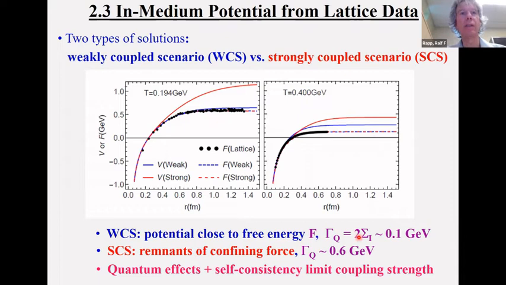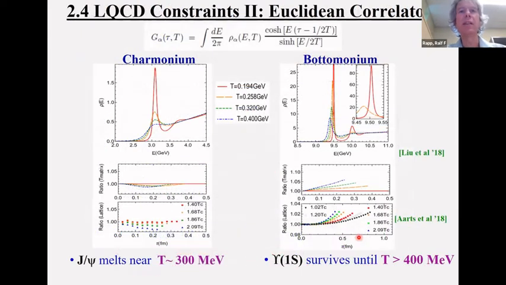So that's what I would argue is the first manifestation of a quantum effect in this approach, and it determines, in fact, the potential. You can go further and do checks with other types of lattice data. Once you have the quarkonium spectral functions, you can straightforwardly calculate the Euclidean correlators and then compare them to lattice data.